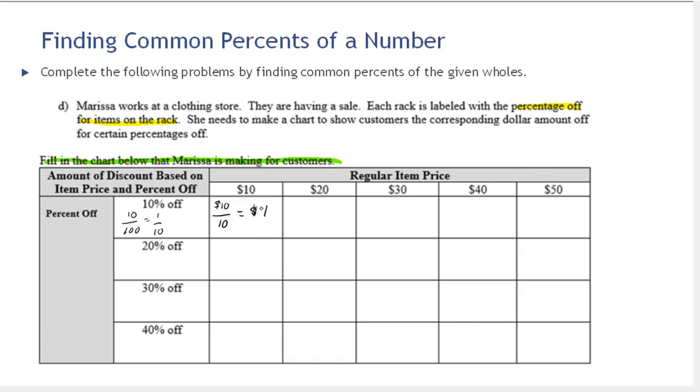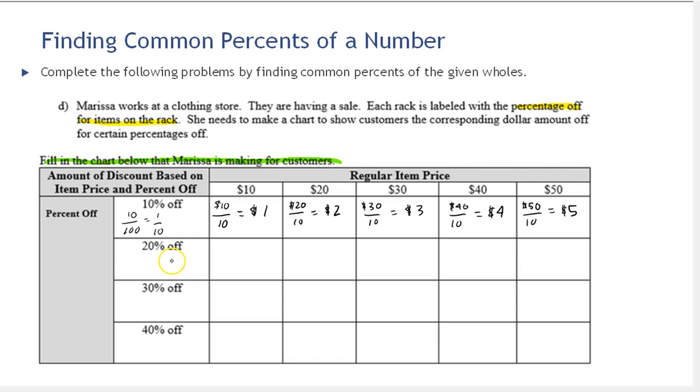So we have $1. Well, $20 is twice as much. So let's see what happens when we divide $20 by 10. We get a $2 discount. $30 divided by 10 gives us a $3 discount. Okay, notice this is equivalent to moving the decimal place one place to the left to find 10%. $40 at a 10% discount is $4. And finally, you probably guessed it by now, $50 at a 10% discount is $5. So now let's look at the next row.